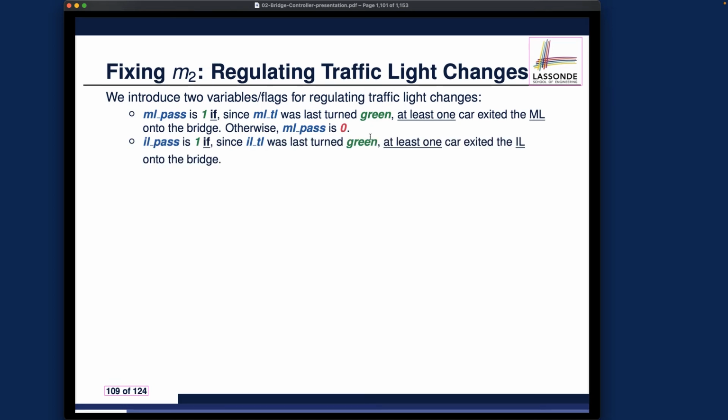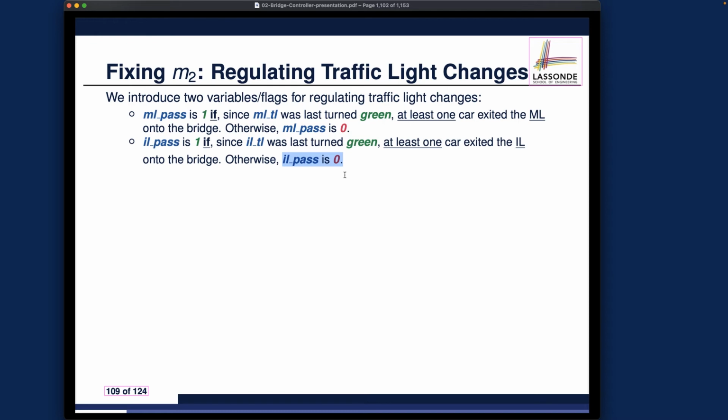Let's now go over the definition again. Very similar. IL pass also can be either of value 1 or it can be of value 0. Okay, the value will be 1 for IL pass if, since the last time ILTL traffic lights was turned green, at least one car, some car has exited from the island side onto the bridge. If that's the case, the value will be 1. What should be the events occurring for some car actually exiting from the island? It will be IL out 1 and also IL out 2. The two split events that we spoke about earlier. Otherwise, if since the last time ILTL was turned green no car has exited from the island, in that case, this IL pass should be 0.